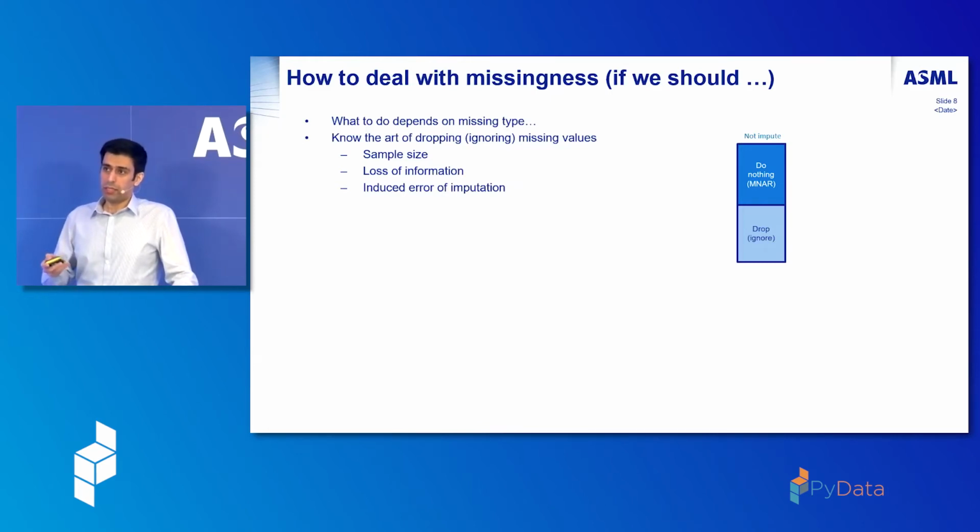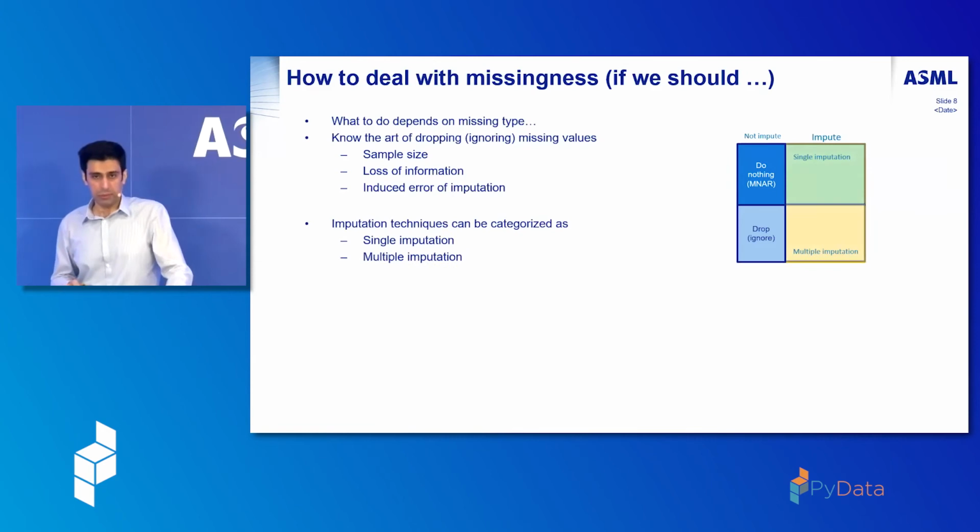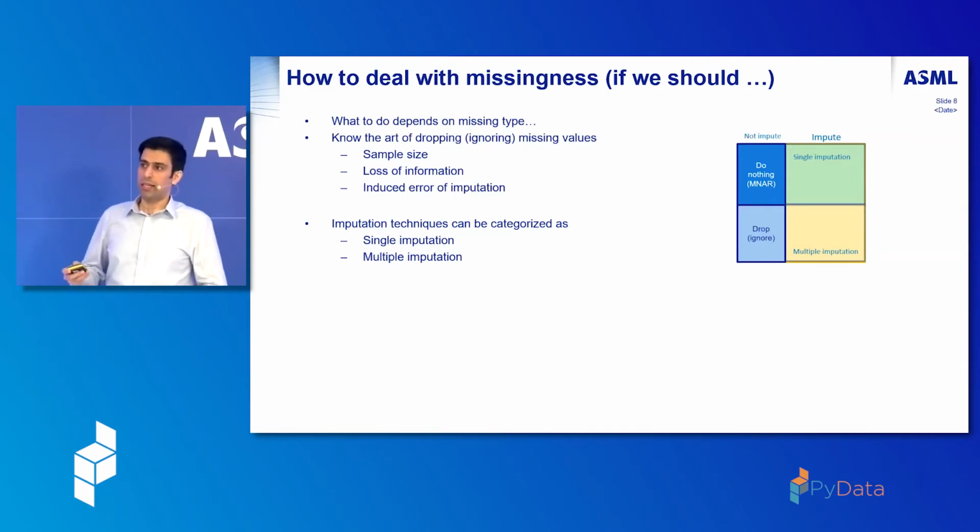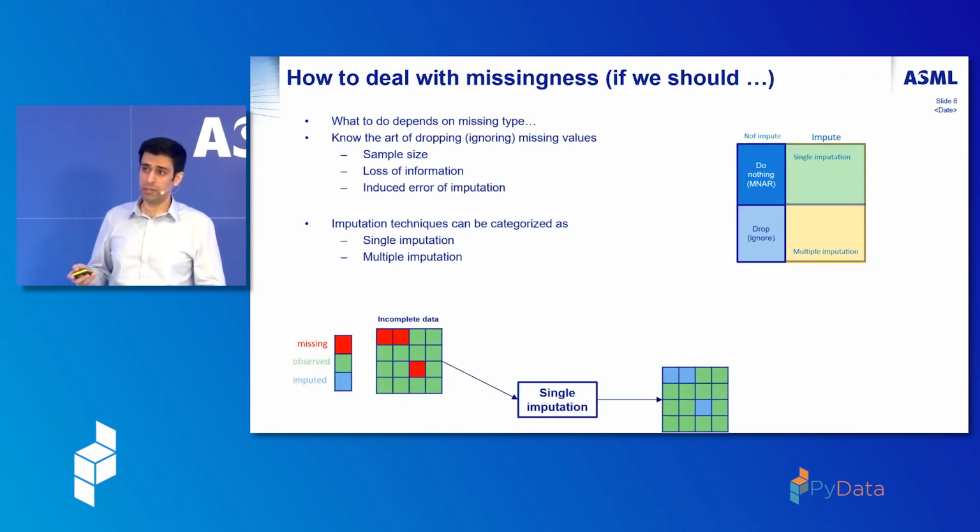The other kind of action that you may take is to impute, and that means to fill in the missing values with some, let's say, guess or estimation. And this can be done generally in two ways, which are called single imputation and multiple imputation. The single imputation, as the name suggests, simply provides us with one imputed version of the incomplete data. So in this case, the red square shows the missing entries, and it's imputed by the single imputation.